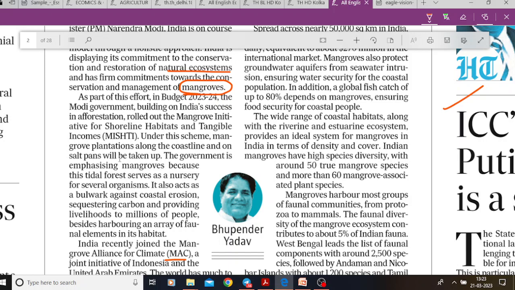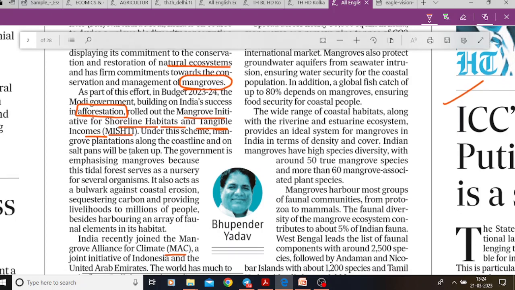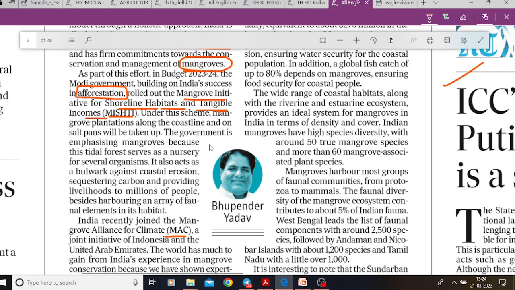Okay. Now, as part of this effort in Budget 23-24, the Modi government, building on India's success in afforestation, rolled out the Mangrove Initiative. Now, what is the full form of MISHTI? The Mangrove Initiative for Shoreline Habitats and Tangible Incomes. Under this scheme, mangrove plantations along the coastline and on salt land will be taken up. The government is emphasizing mangrove because this tidal forest serves as a nursery for several organisms. It also acts as a bulwark against coastal erosion.